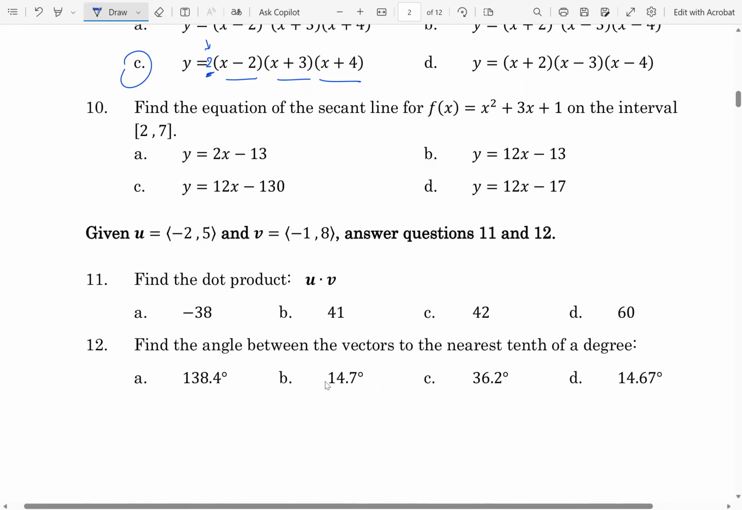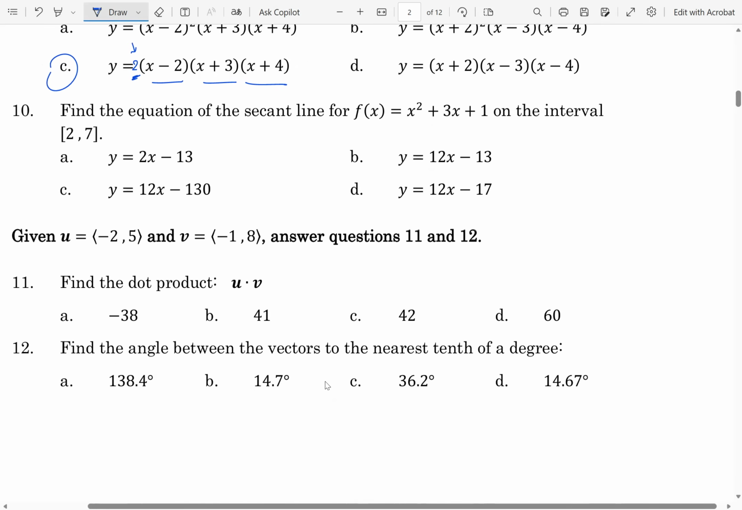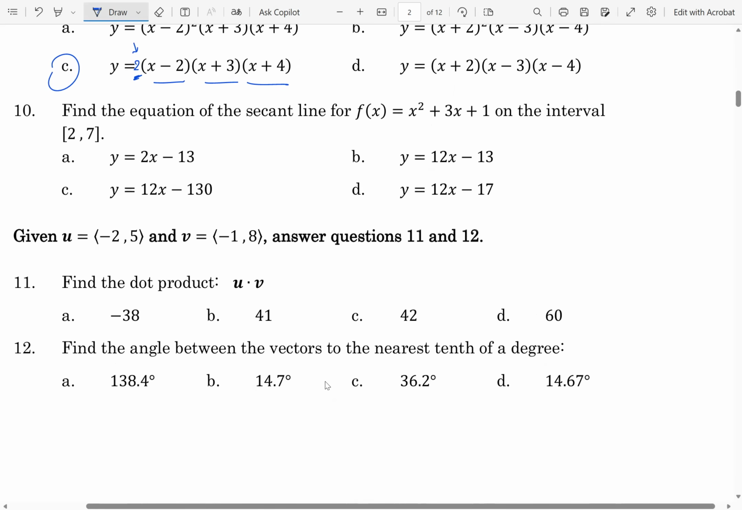Question number 10. Find the equation of the secant line for the function x squared plus 3x plus 1 on the interval 2 to 7. Consider the polynomial curve and an interval like 2 to 7. So I have a secant. A line that intersects a curve at 2 points or more is called a secant. I want to find this. This is located at 2 and this point is 7 on the number line.